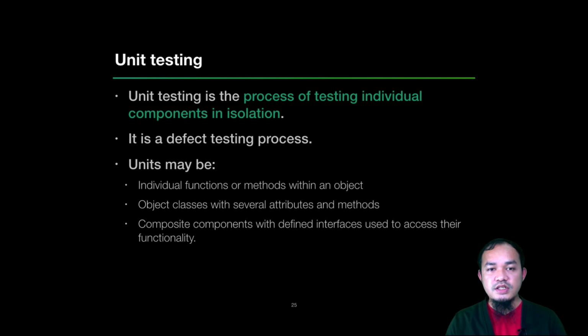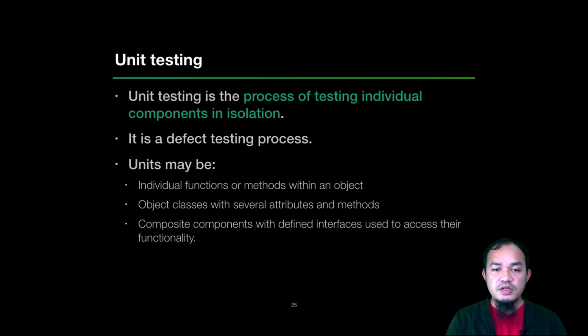Unit testing is the process of testing individual components in isolation. It means that it will test just a small part of the application. It is a defect testing process. It tries to find the errors or the faults, what we call failure values, inside the application.